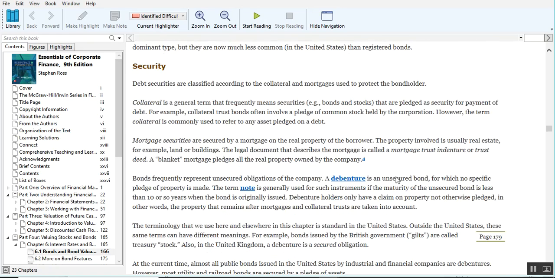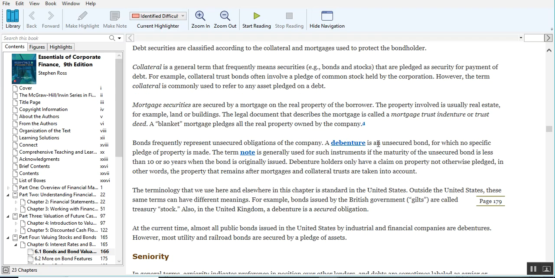Debt securities may be classified based on their collateral, how much collateral is involved or what collateral is involved in it. For example, collateral trust bonds involve a pledge of common stock held by the corporation, but collateral can be used to refer to any asset pledged on a debt. You can have mortgage securities. Those can be basically secured by the mortgage on property of the issuing corporation. A debenture bond is unusual. Well, it's not unusual. They do issue these, but it's an unsecured bond for which there's no specific pledge of property. So a debenture bond is like other bonds. It's long-term. Typically, other factors that we talked about here are similar. The only difference is there's no security on those.